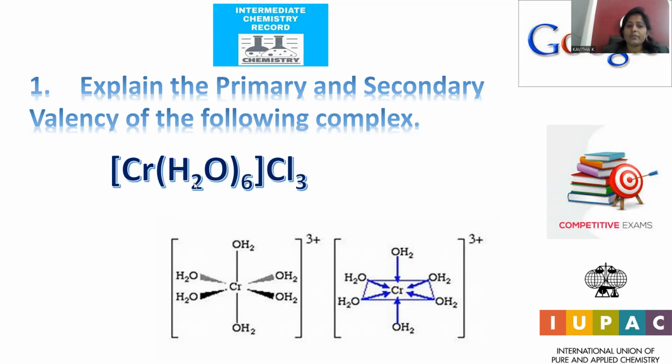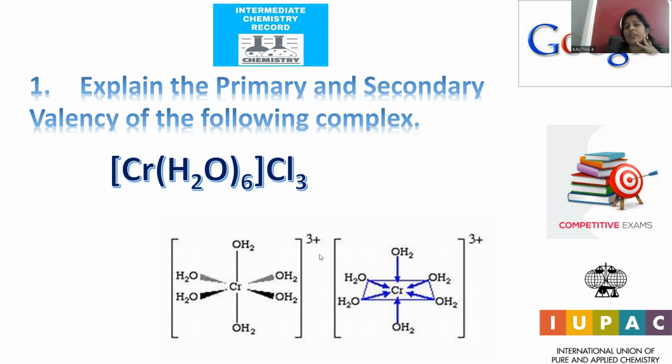The complex is [Cr(H2O)6]Cl3. It is the chromium hexaaqua complex. You can notice inside, 6 water molecules, and outside, 3 chlorides are present. If you observe, this is the way the complex can be represented, where the central chromium is surrounded by the 6 ligands of water, aqua water molecules, and outside Cl3 can be written as a +3. This is the way the complex is represented.